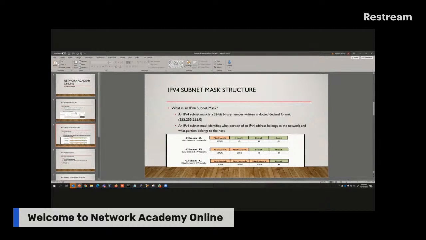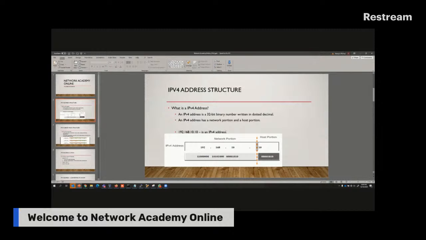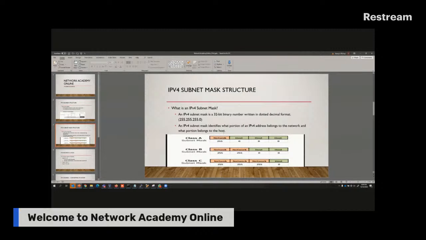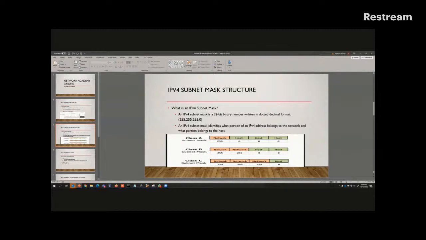Remember on the previous slide, if I go back, I actually stated that an IP address has two portions. That is the portion that belongs to the network and the portion that belongs to the host. So now the subnet mask is going to help you identify which portion of that IP address actually belongs to the host and which portion actually belongs to the network.